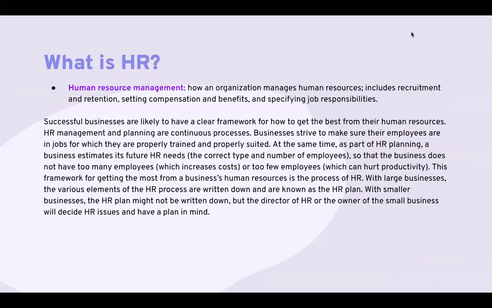To continue, firstly, we're going to start with the first objective. What is HR? So we're going to explain human resource management. To define it, it's how an organization manages human resources. It includes recruitment, meaning hiring employees, and retention, firing or letting go of employees, setting compensation and benefits, and specifying job responsibilities. Successful businesses are likely to have a clear framework for how to get the best from the human resources.